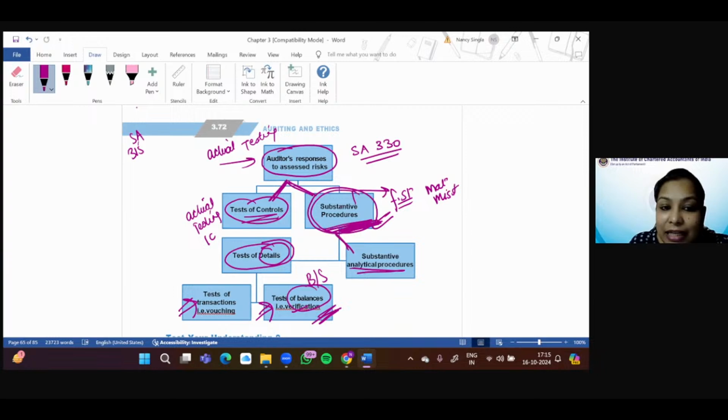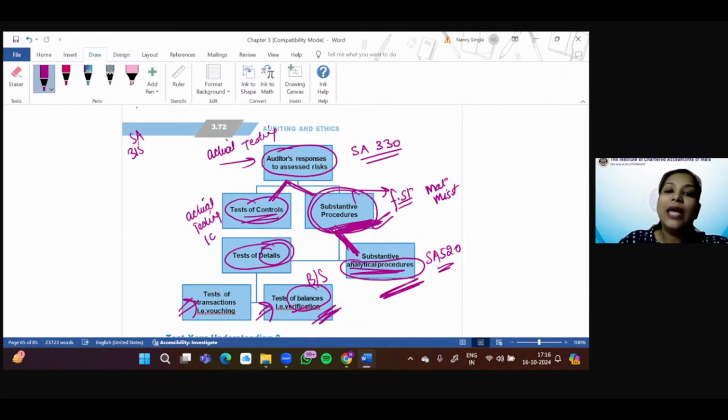Substantive analytical procedure. If you remember, I always tell you SA 520 we will be doing later, ratio analysis and everything. So here the auditor is performing analytical procedure as substantive procedure. That is why the name is what? Substantive analytical procedures. Right? I'll repeat it. So auditor's responses to assessed risk. The name of SA 330 is what? The auditor's responses to assessed risk. Now, how does the auditor respond? By performing audit procedures, right?